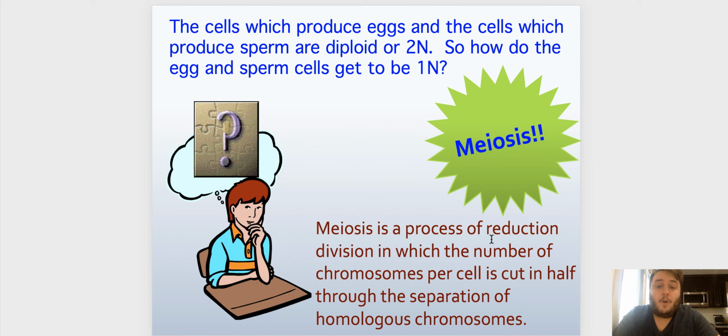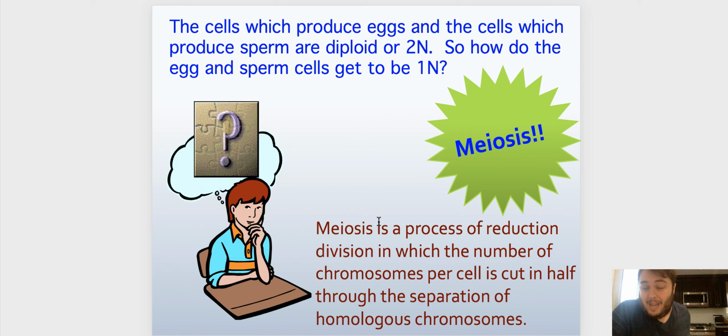Meiosis is a process of reduction division, in which the number of chromosomes per cell is cut in half through separation. Basically, in meiosis, they take a sperm cell and an egg cell and cut those 46 chromosomes in half to have 23. Once the cell goes through meiosis, it ends up with only 23 chromosomes, so that when it combines with another cell, it can produce the 46 that you need.